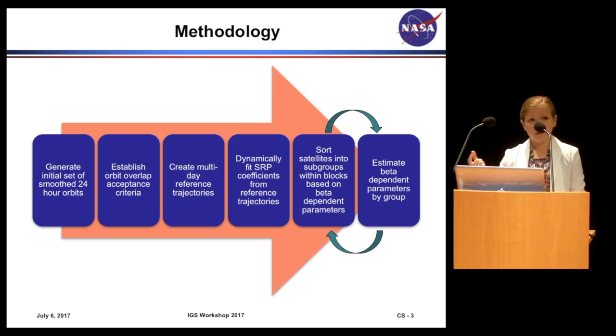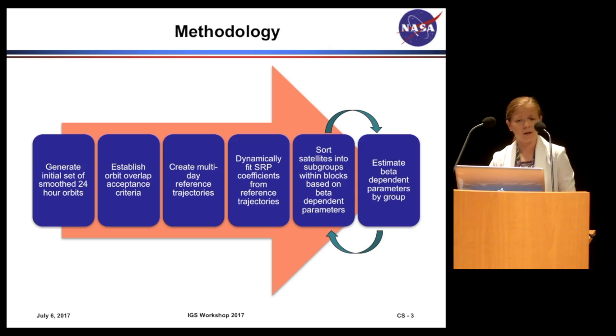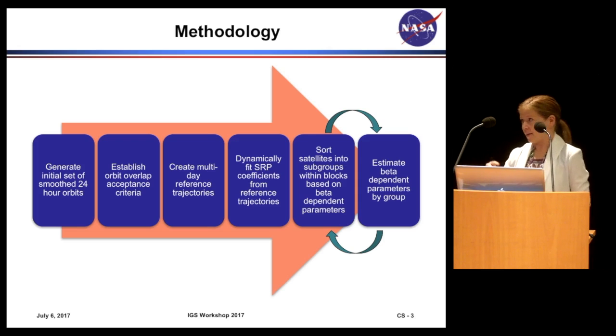From the beta-dependent parameters, Sx2 and Cy1, we sort the satellites into subgroups because those are what really show the biggest variation between satellites within the block. And then we estimate those beta-dependent parameters by group. These last two steps are really an iterative process where we develop a set of groups, we do some validation, and then we can go back through and redo the groupings. This first set followed pretty much exactly the GSPM13 methodology.